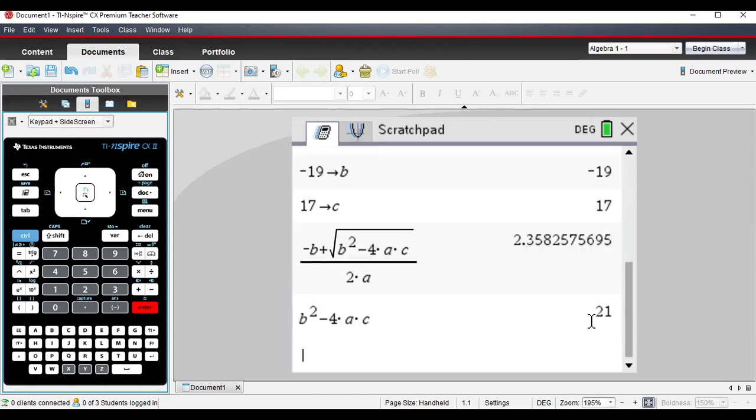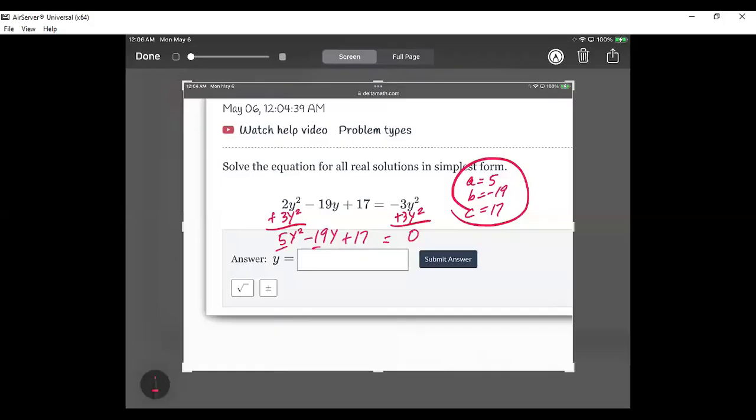So that means that our answer is going to be, let's see, x equals, it's going to be a negative b. So this is going to be 19 plus or minus the square root of 21. That's what we calculated. And then down here, the a is 5. So this is going to be 2 times 5, which is 10. So this is what I am going to enter. 19 plus or minus the square root of 21 over 10.